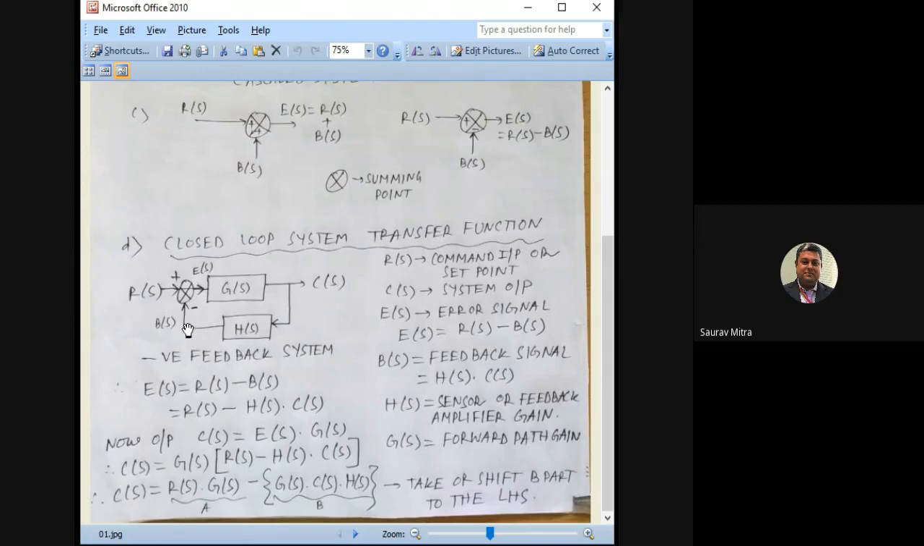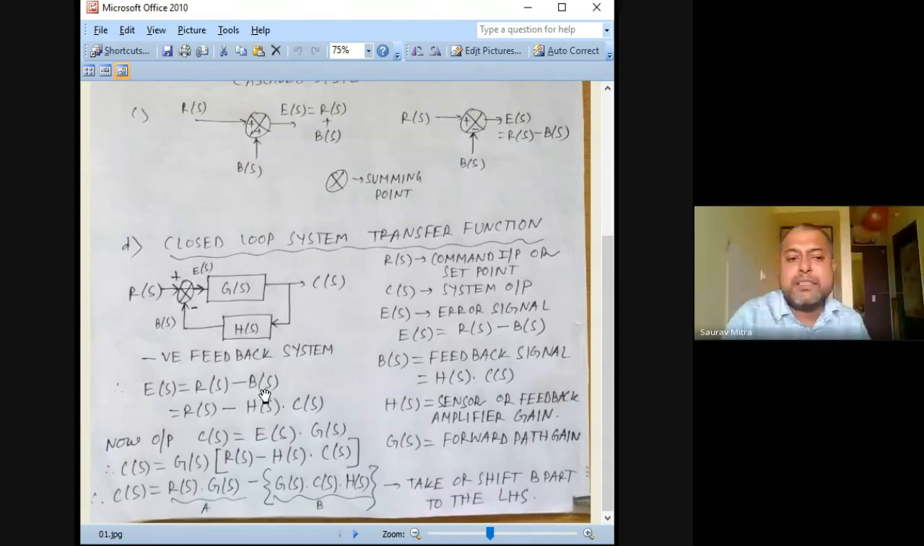BS equals CS into HS, because the CS signal is taken from the output and multiplied with HS, and CS into HS is actually producing what is called BS. Okay, and as this is negative feedback, ES will be equal to RS minus BS. That is, error signal equals set point minus feedback signal. And now BS can be substituted as CS and HS multiplied. So ES equals RS, the set point, minus feedback signal multiplied by output.